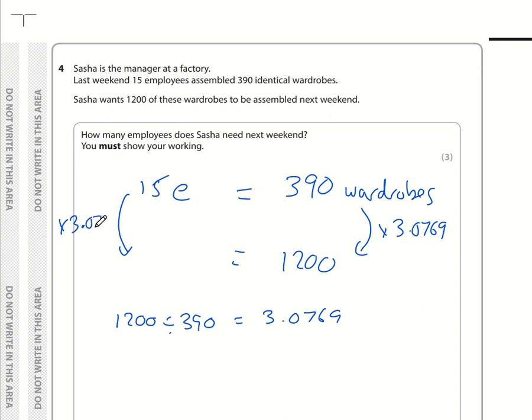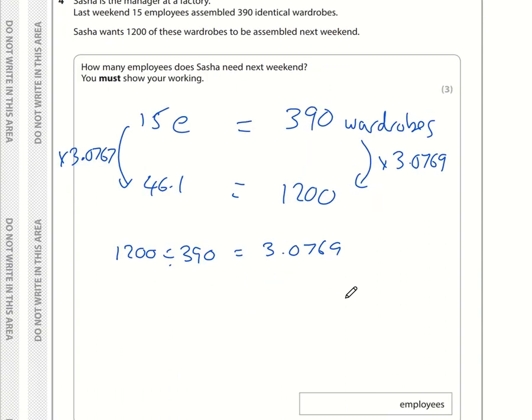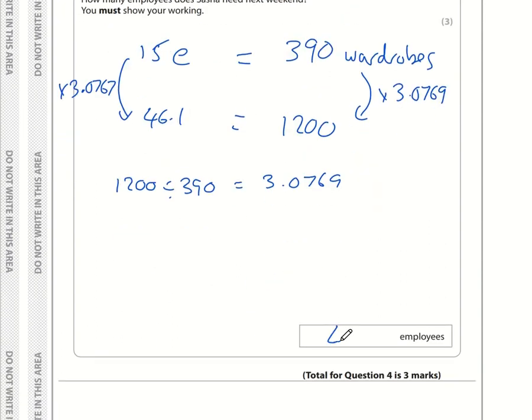So what we need to do is multiply 15 by this number, which we've probably still got stored on our calculator, and 15 multiplied by 3.0769 is 46.1. Now 46.1 is closer to 46 than 47, but if we only have 46, that will just not be enough employees, so we need to round it up to 47 on this occasion. So the answer is 47 employees.